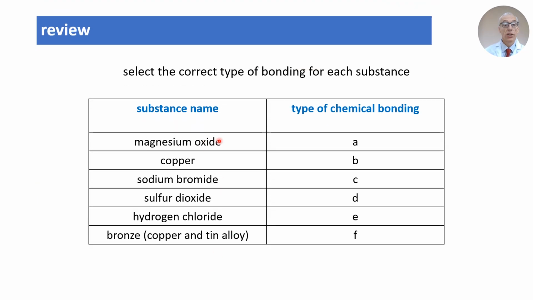So here are some compound names or substance names: magnesium oxide, copper, sodium bromide, sulfur dioxide, etc. Run down that list of substances and decide on the type of chemical bonding. Pause, come back, restart when you are ready to check your answers.